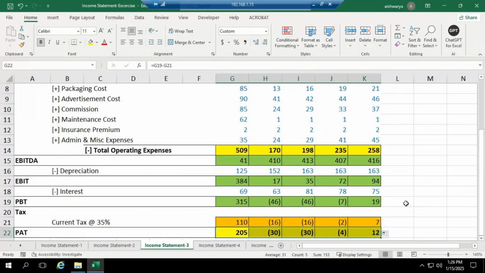So these are about the profit after taxes. Since we have not got any profit here, we cannot pay taxes. In the middle years, that means the second, third, and fourth years, we will not be able to pay the taxes.